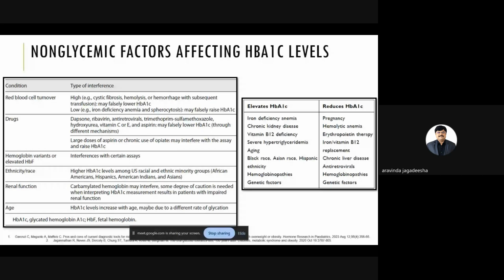On the right-hand side, you can see the various causes which elevate HbA1c: iron deficiency anemia, chronic kidney disease, vitamin B12 deficiency, severe hypertriglyceridemia, aging, black race, Asian race, Hispanic ethnicity, hemoglobinopathies, and genetic factors. There are certain conditions which reduce the HbA1c, like pregnancy, hemolytic anemia, erythropoietic therapy, iron and B12 deficiencies or replacement, chronic liver disease, antiretrovirals, hemoglobinopathy, and genetic factors.